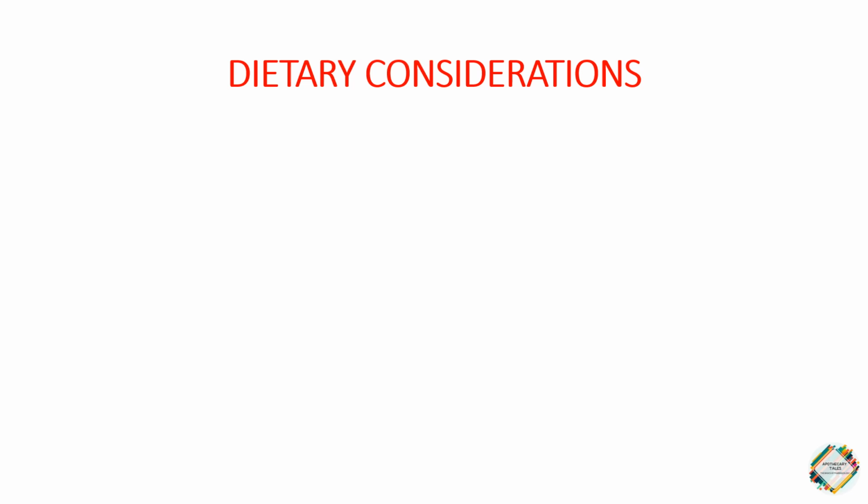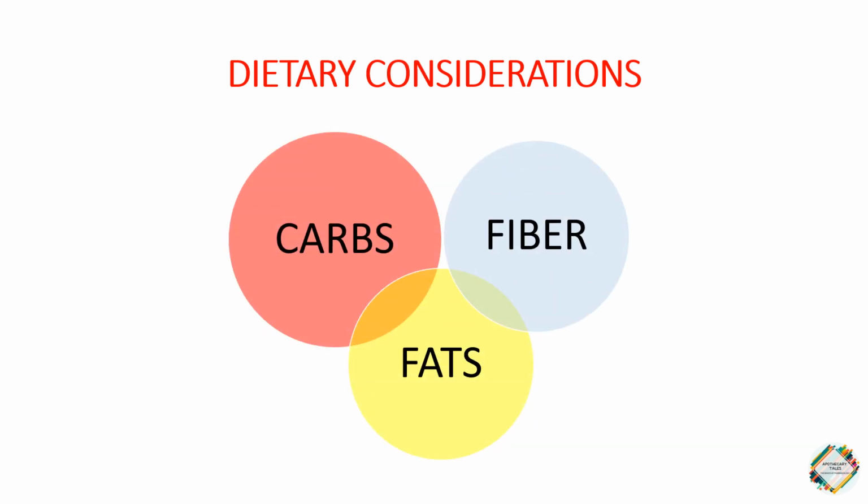So let's start with the dietary considerations. We are going to mainly focus on the carbohydrate, fiber and fat content, or what the different pieces of advice are on these three parameters in the diabetic diet.